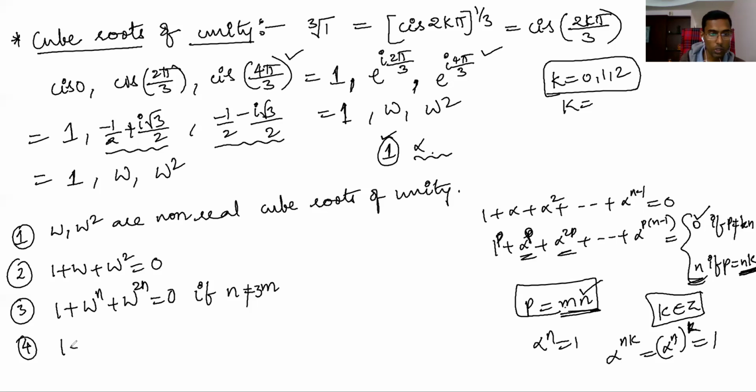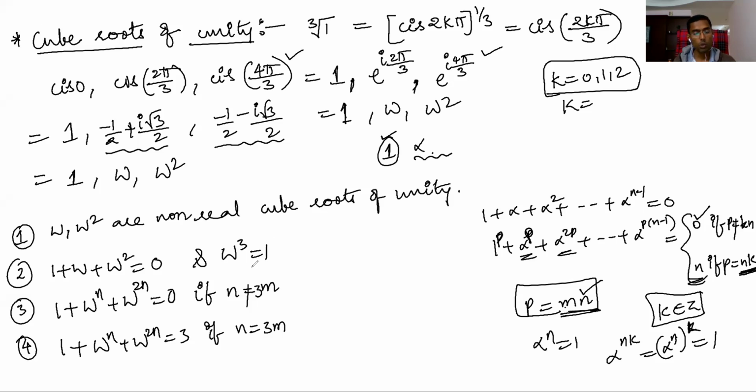So number 4: 1 plus omega power n plus omega power 2n equals 3 if n is a multiple of 3. Multiple of 3 means what? Omega power 3m, omega power 2 times 3m. Omega power 3m means omega power 3 is 1, and you know omega power 3 is 1. So for cube roots of unity, 1 plus omega plus omega square is 0, and omega cube is 1.